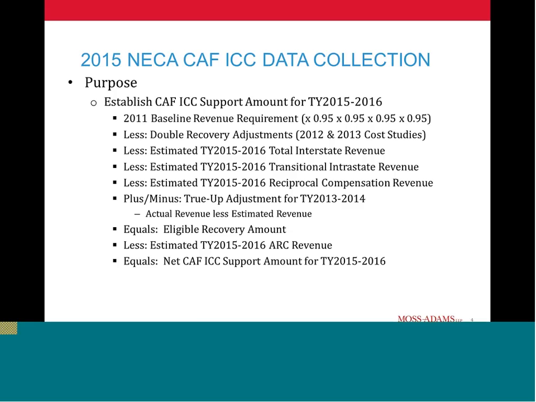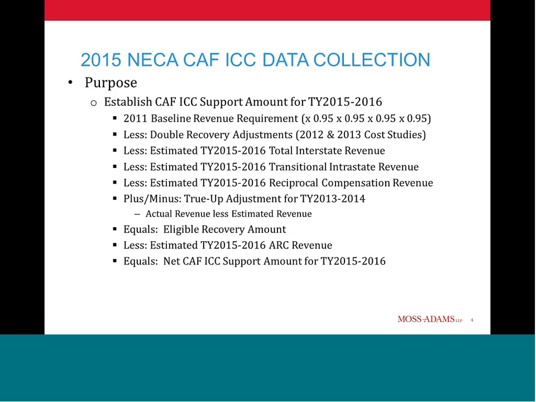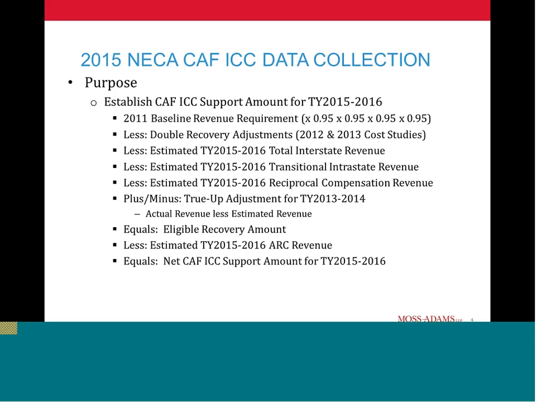If you'll recall, that is made up of 3 components: your 2011 forecasted interstate switched access revenue requirement, your fiscal year 2011 transitional intrastate billed revenue, and your fiscal year 2011 recip comp billed revenue. The revenue requirement is reduced 5% a year under the FCC rules. We are now in the 4th year of this process, so the revenue requirement will be hit by nearly 20% reduction. It's 18 point something for the 4th year. That's your starting point for the revenue requirement that you can receive in CAFICC support dollars.